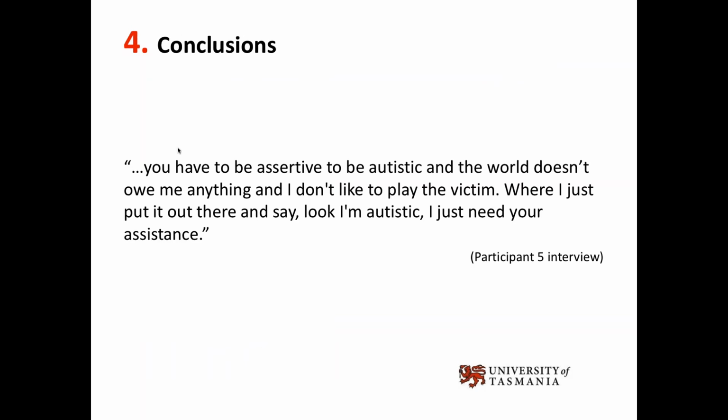So to conclude, you can see that there are so many complexities around supporting students with autism spectrum disorder. And I thought this quote from a participant was very powerful. And she says, "You have to be assertive to be autistic. The world doesn't owe me anything, and I don't like to play the victim, where I just put it out there and say, look, I'm autistic, I just need your assistance." This is a mature age student who's come to this position, and I think she's much more able to cope.